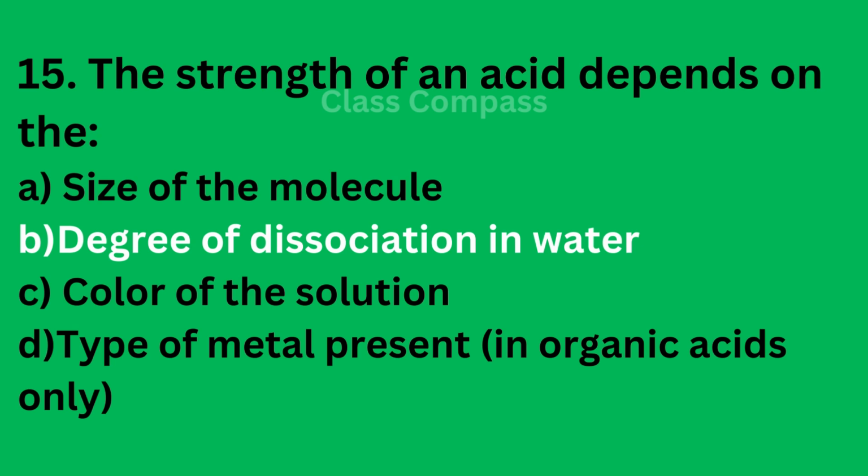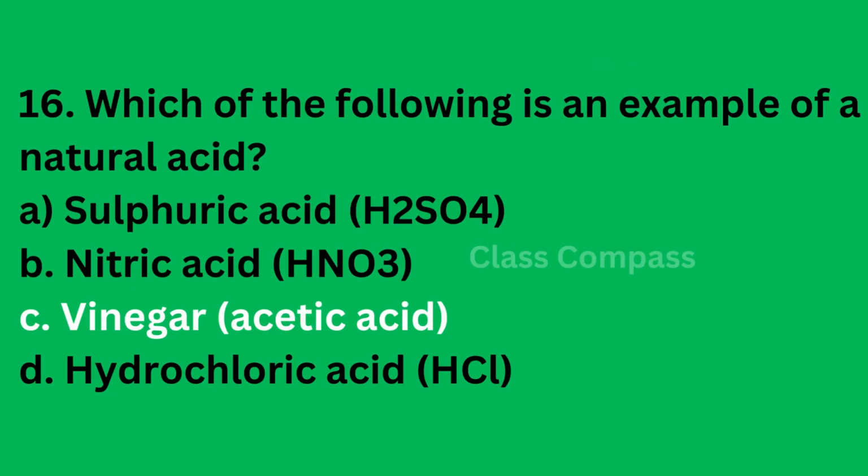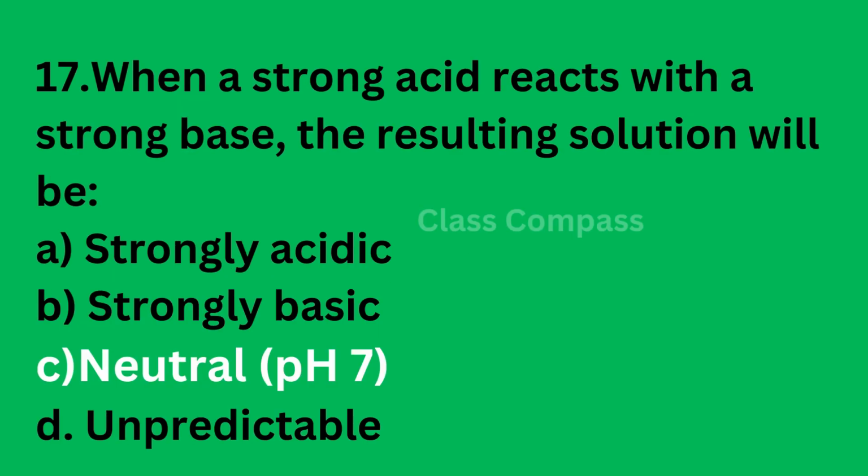Answer is B. 16. Which of the following is an example of a natural acid? A. Sulfuric acid, H2SO4. B. Nitric acid, HNO3. C. Vinegar, acetic acid. D. Hydrochloric acid, HCl. Answer is C. 17. When a strong acid reacts with a strong base, the resulting solution will be A. Strongly acidic. B. Strongly basic. C. Neutral, pH 7. D. Unpredictable. Answer is C.